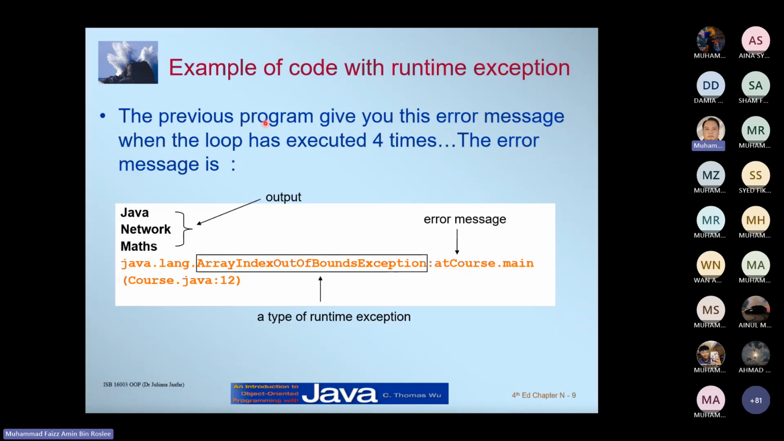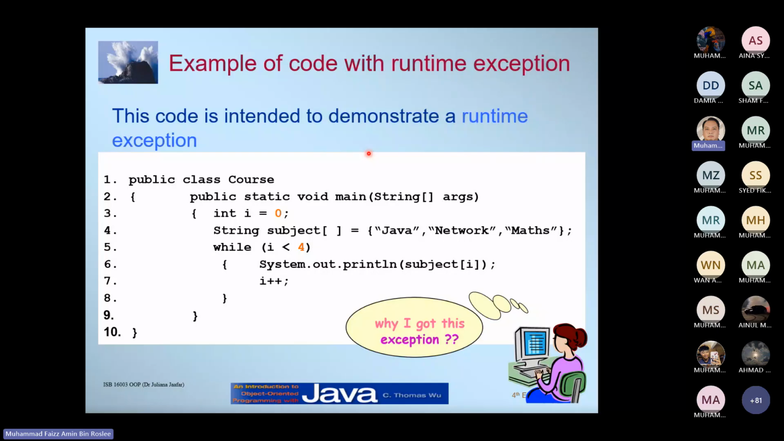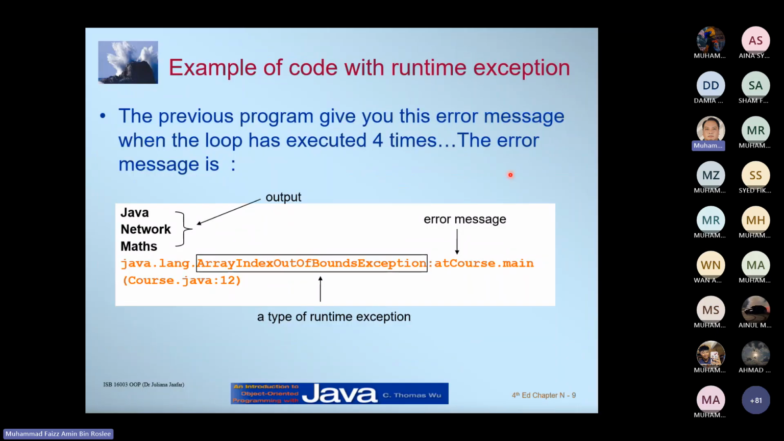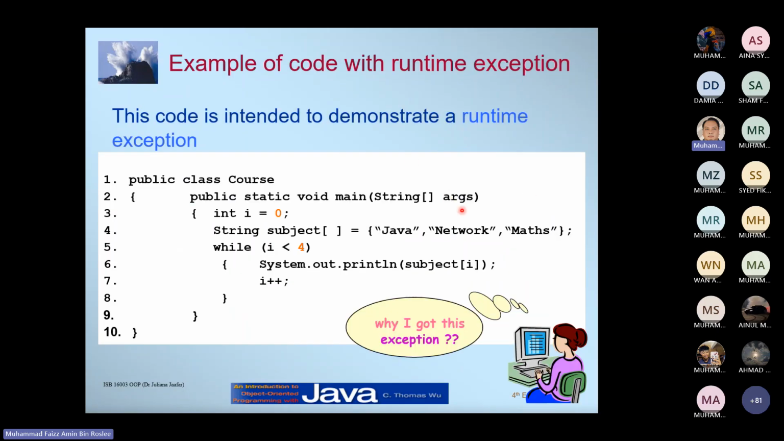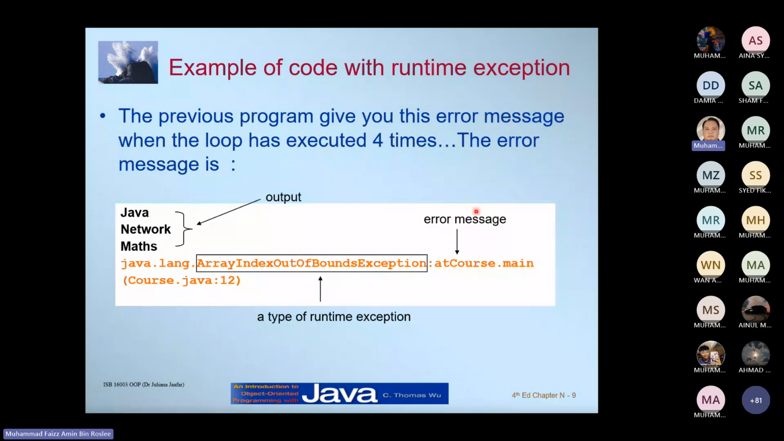So the previous program gives you this error message when the loop has executed 4 times, right? Because there is no value anymore in the subject array, because there are only 3 values in here. You can see when it runs 4 times, there is no more array length that the program can go through, so it will throw an array index out of bound exception. So this is one example of an exception.